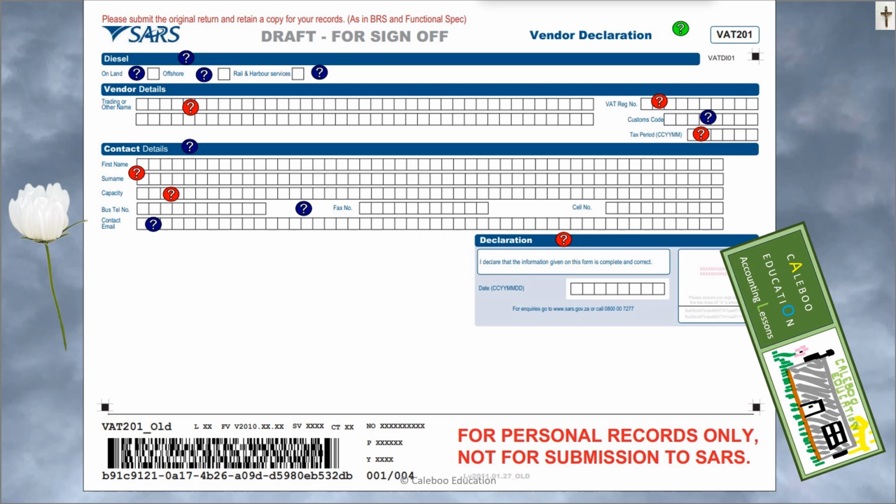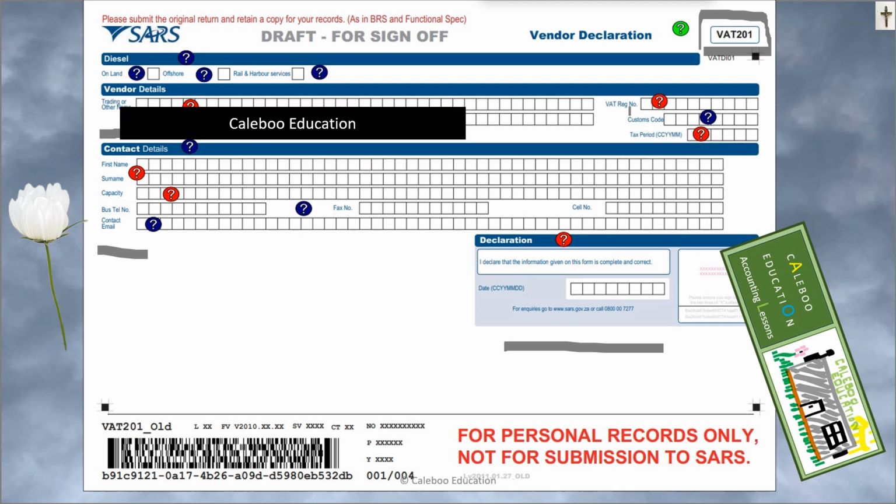Like I said, I downloaded the VAT 201 forms from the South African Revenue Services website, and the first page, page 1, is asking for the vendor details, a contact name and number, what is the capacity of the contact person, and then a signature on behalf of Calibre Education. There needs to be the VAT registration number, so all this information needs to get filled in.